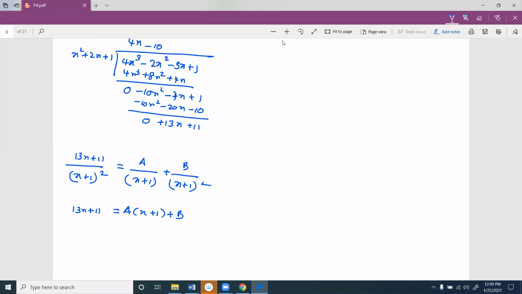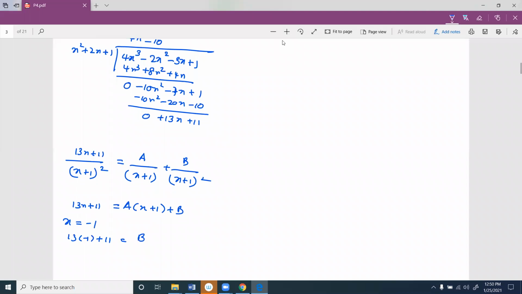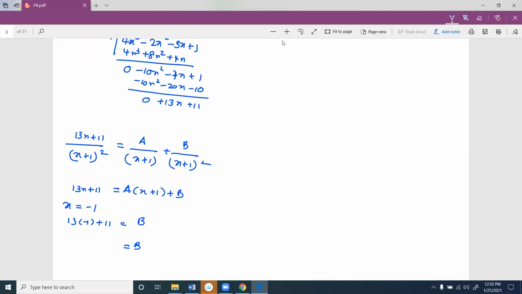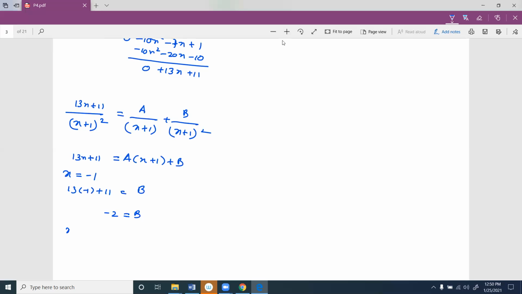If you want to find B, you can make x equal to minus 1. Then what you get? 13 into minus 1 plus 11 equals, this A term gets cancelled and turns up to B only. So B becomes minus 13 plus 11, which is minus 2. If you want to get A, you can substitute another value. At 0, 13 times 0 plus 11 equals A times 0 plus 1 plus B. So you know that this is 11, this is A, B is minus 2. So you can say A becomes 13.